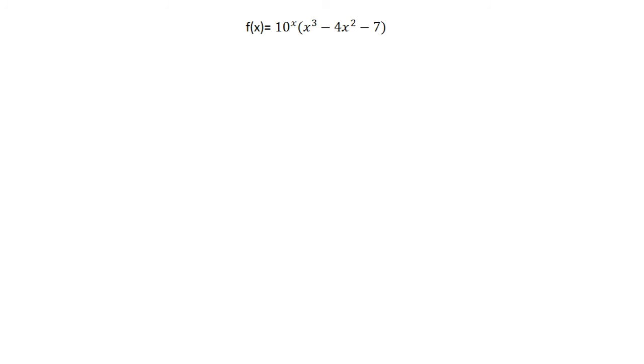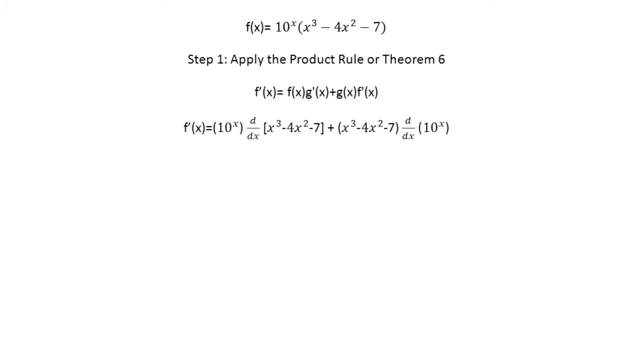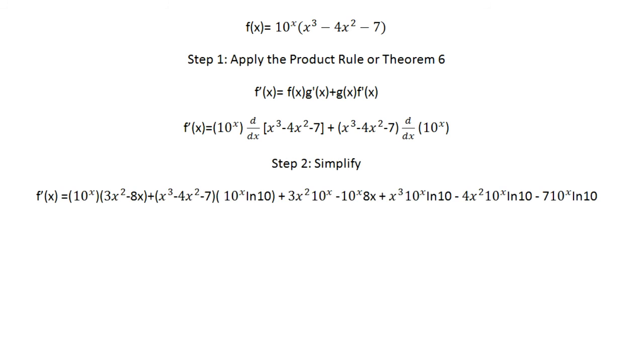Find the derivative of the function f of x equal to 10 raised to x multiplied by x to the third power minus 4x squared minus 7. First step, apply the product rule or theorem 6, which is the derivative of the product f of x g of x equals the sum of the product of f of x with the derivative of g of x, and the product of the function g of x with the derivative of f of x.